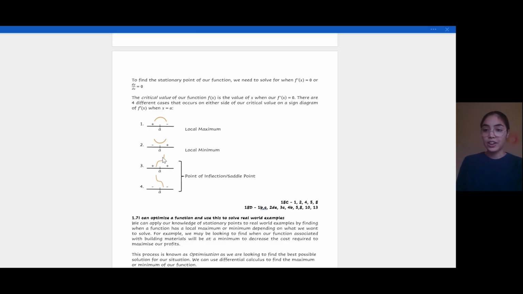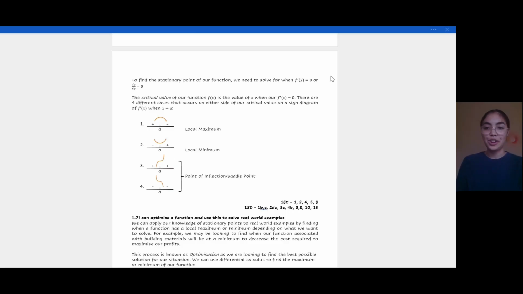If I find that on either side of my critical value, my derivative function is positive, that means that my original function is increasing on the other side of my stationary point. So I know that this is an inflection point. And the same vice versa: if I find that on either side of my critical value of the derivative, it's negative either side, then I know that this is also a point of inflection too.